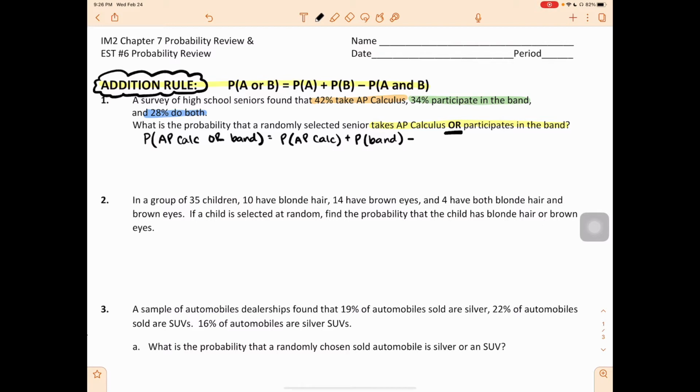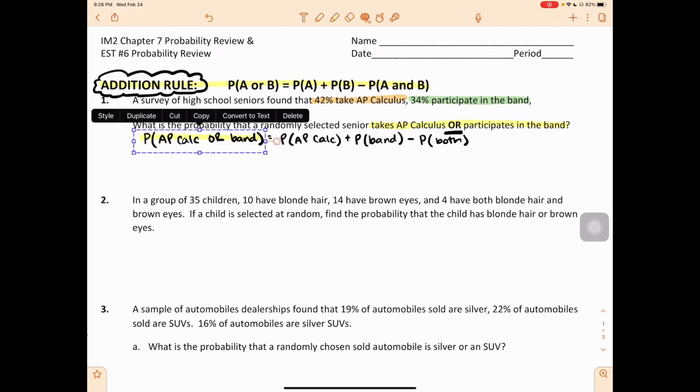So that's why we have to subtract out those students just one time. We have to subtract out those students who are in both because they're double counted here. So if we subtract them out once, then they're only counted once and our data is not skewed, okay? So to find this probability of AP Calc or band, this is our goal here, okay? This is what we want.